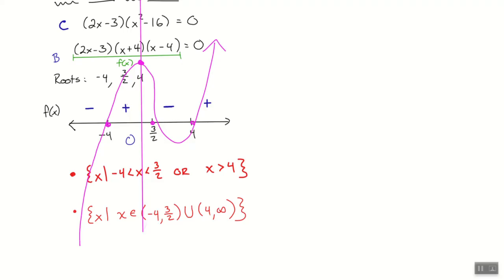I don't need the whole graph to answer the question. I can see what's happening. Cool. If that was way too fast, I'm okay with that. You don't ever have to graph it. I just wanted to highlight that it's there.